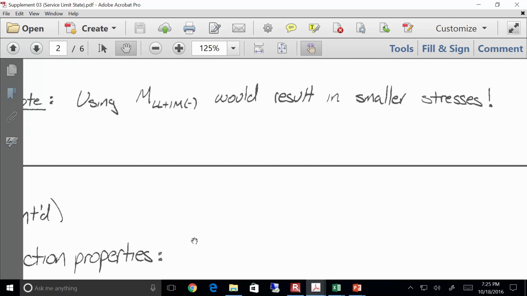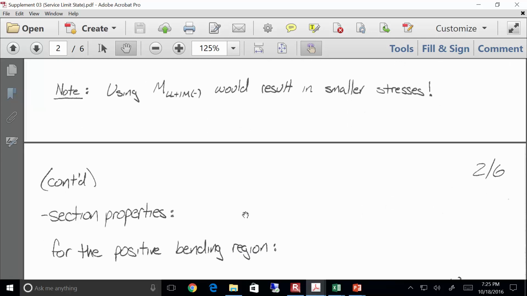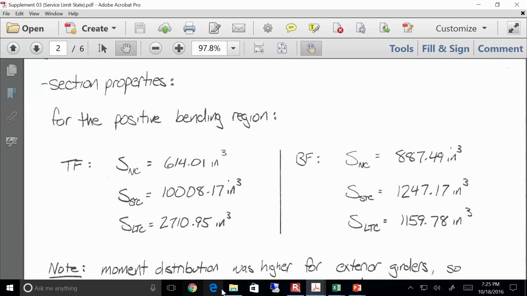Okay. Now, section properties for the positive bending region. Okay? Now, if you recall, when we're looking at interior girders versus exterior girders, the exterior girder was the worst case scenario, right? Remember, it had the larger distribution factors, and then the section properties were smaller. So if I'm going to check one, might as well check the exterior girder. Make sense?